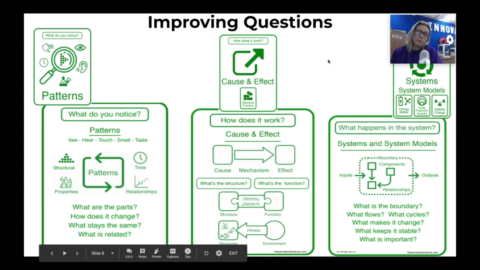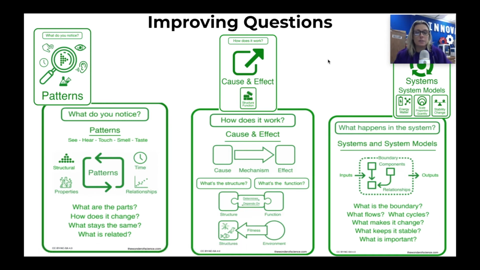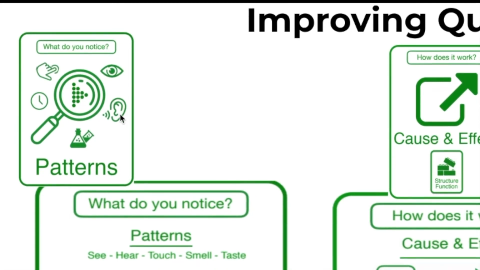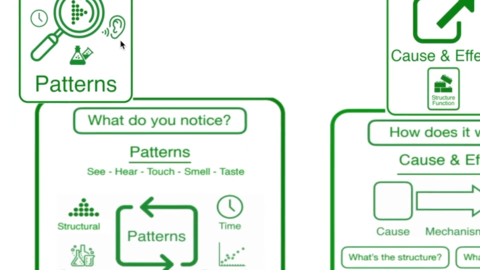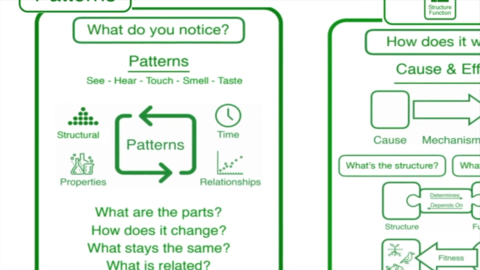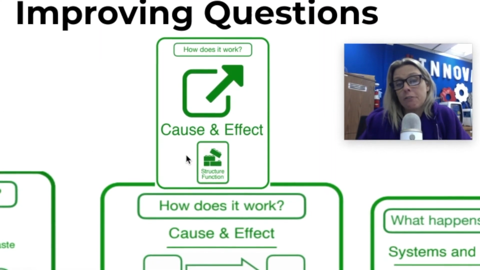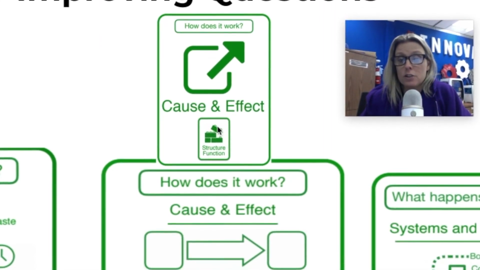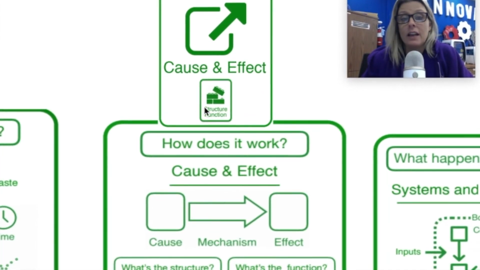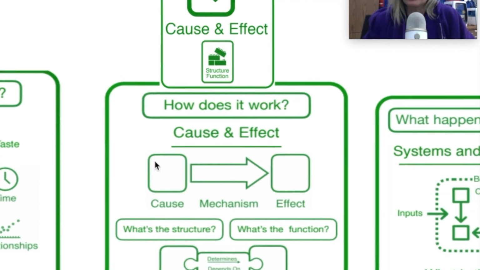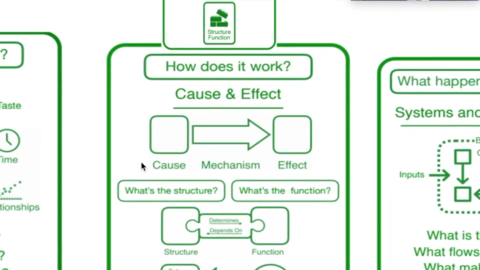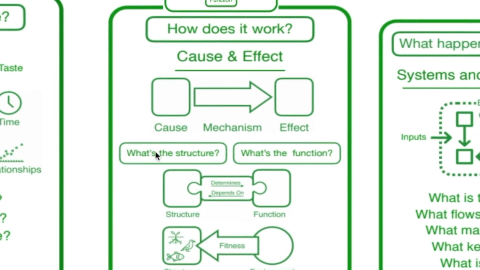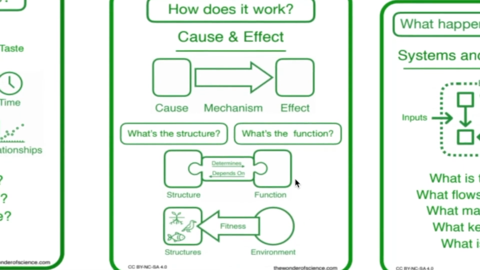So I want to show you the backside of all of the crosscutting concept cards and talk about the front as well on improving questions. So we have a patterns card, a cause and effect, and a system and system models. Let me move this over. Patterns is the crosscutting concept all by itself, so you're not going to see any other crosscutting concepts within this. But if you look at cause and effect, you're going to see the structure and function crosscutting concept embedded in that. And on the back side of the card, how does it work? How does it work in terms of cause and effect? How does it work in terms of structure and function? And then there's some probes and some visuals for them to think about.